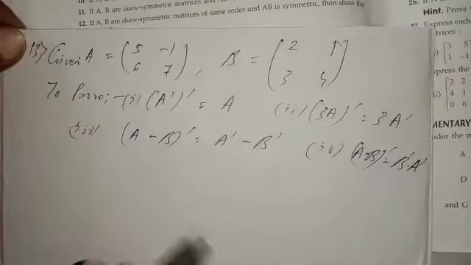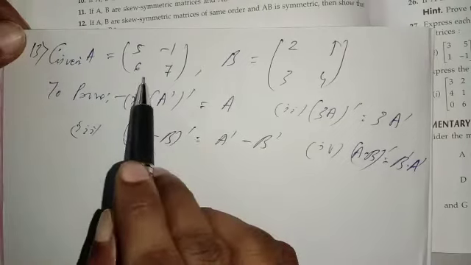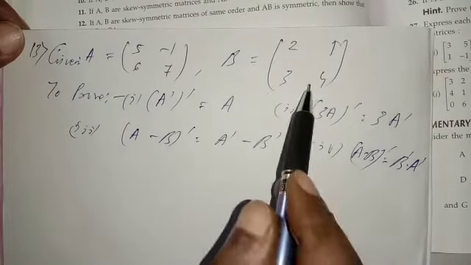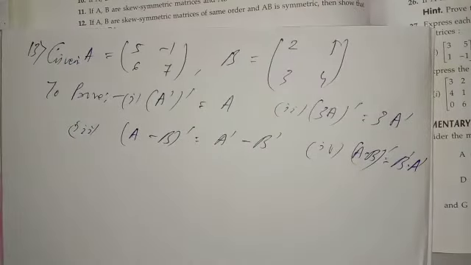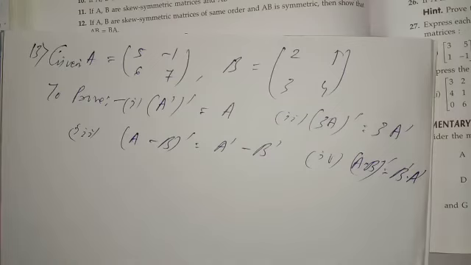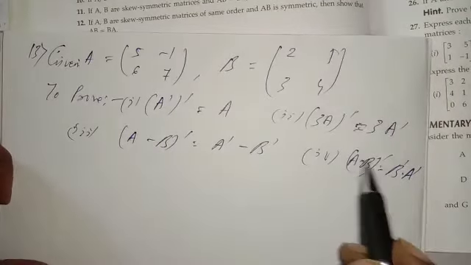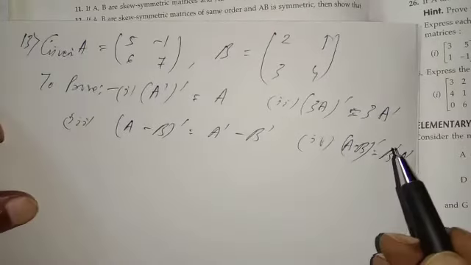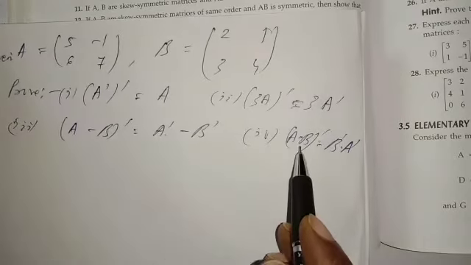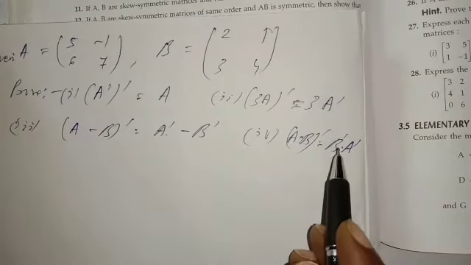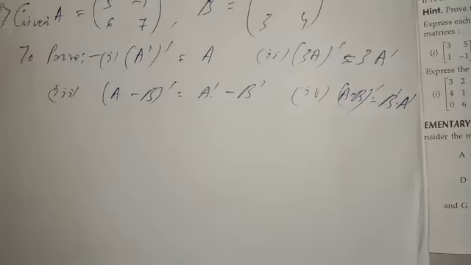Question number 13, I have taken the question from this exercise 3.4 ML. A given 5, minus 1, 6, 7, B given 2, 1, 3, 4. To prove A transpose, again transpose, double transpose equal to A. You have to show it. Again 3A whole transpose is equal to 3 into A transpose. And the third one given, A minus B whole transpose is equal to A transpose minus B transpose. Fourth part given, A into B transpose is equal to B transpose into A transpose. Okay. So first let us solve one by one.